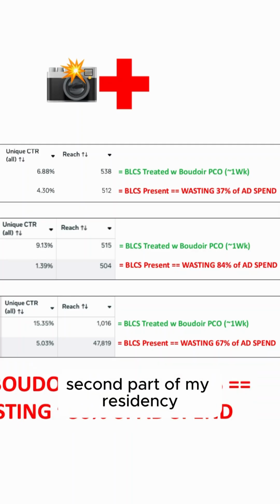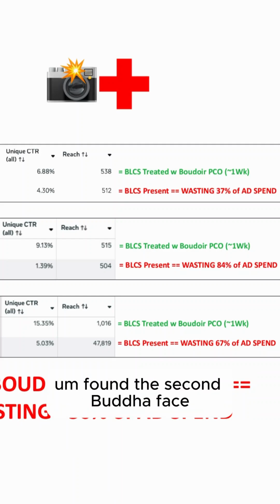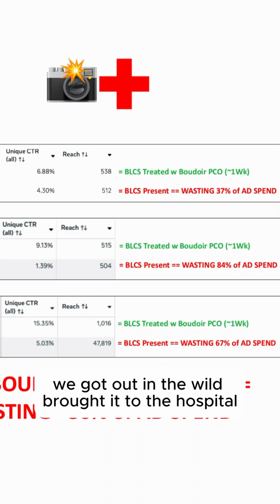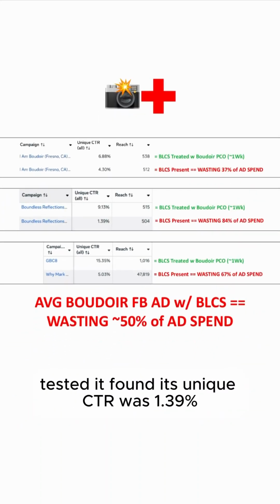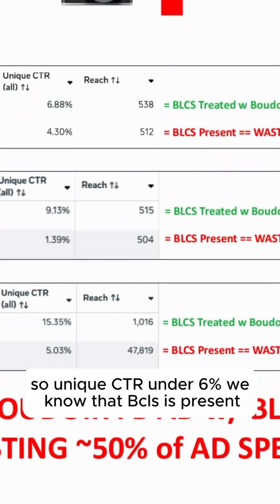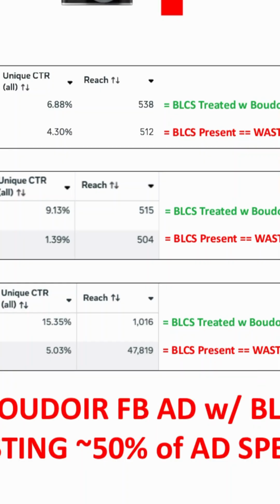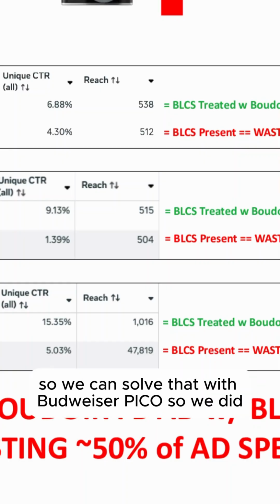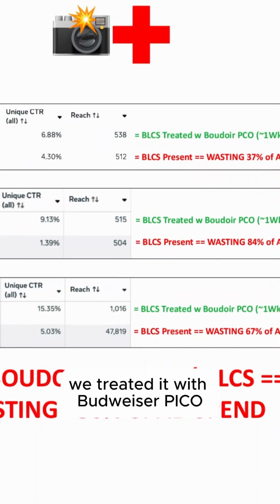Second part of my residency, I found a second Boudoir Facebook ad out in the wild, brought it to the hospital, and tested it. Its unique CTR was 1.39%. So with a unique CTR under 6%, we know that BLCS is present, boudoir low click syndrome. We can solve that with Boudoir PCO. So we did. We treated it with Boudoir PCO.